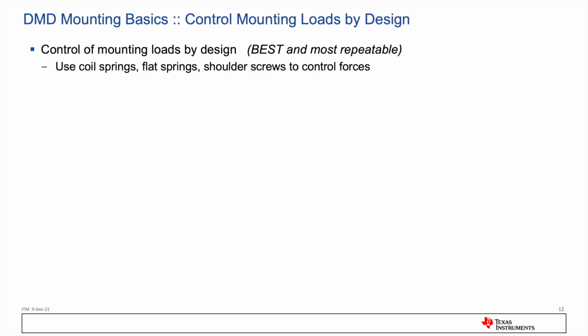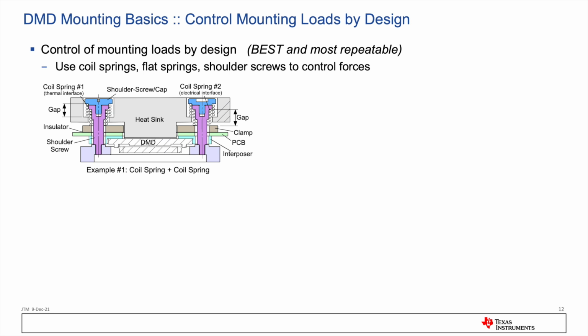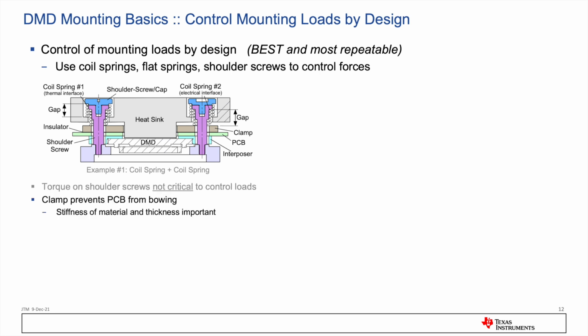Mounting designs that control the loads by the design features rather than rely on screw torques or assembly processes are the best and most reliable. The first example utilizes two concentric coil springs. Torque on shoulder screws is not critical to controlling the loads applied. The clamp prevents the PCB from bowing, which can result in electrical connection issues. The stiffness of the material and thickness are important. The insulator prevents capacitive coupling of the PCB signals when using a metal clamp.